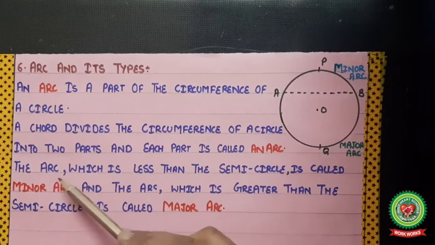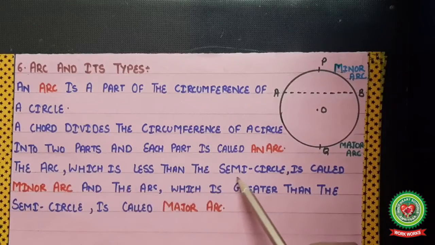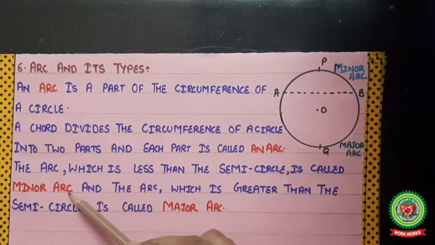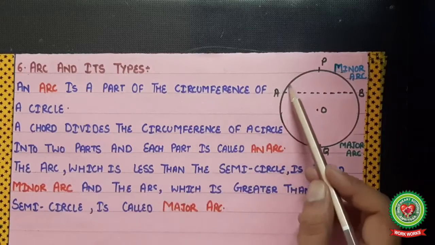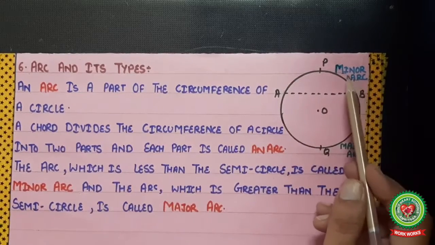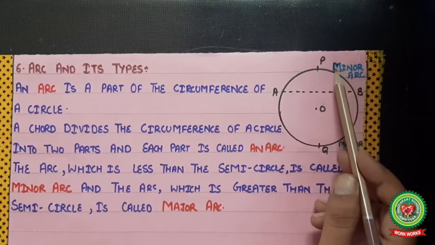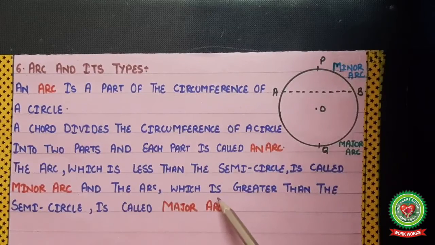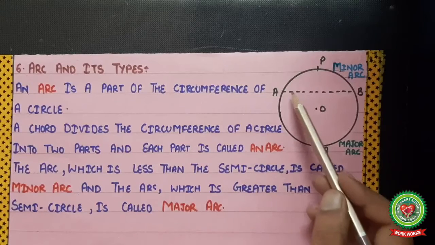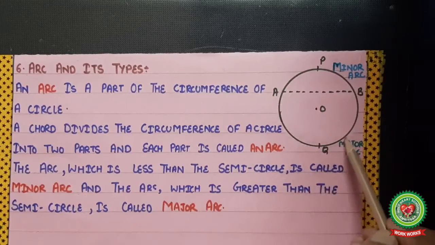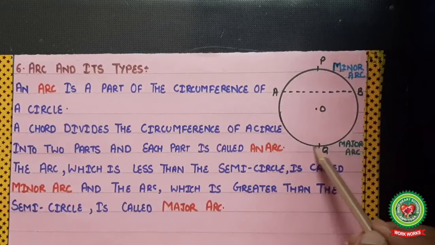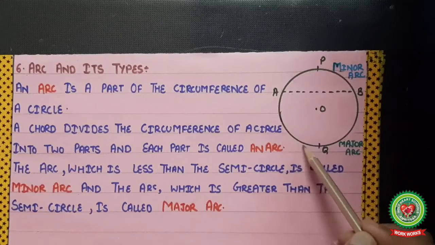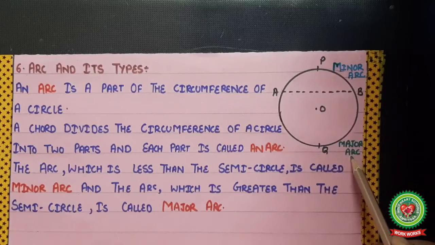Now children, the arc which is less than the semicircle is called the minor arc. This arc APB is less than the semicircle, so that's why this arc is known as minor arc. And the arc which is greater than the semicircle is called the major arc. As we can see, this arc AQB is more than the semicircle, so that's why this arc will be known as the major arc.